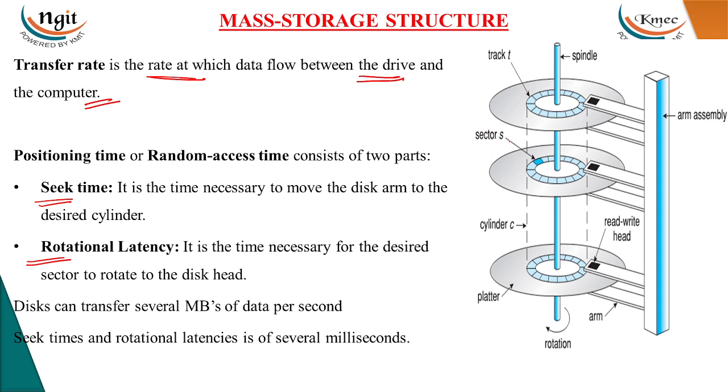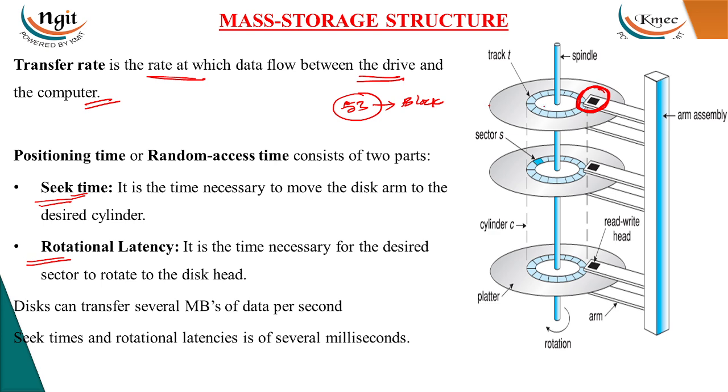Seek time is the amount of time the read write head takes to move to access a block of information. That means if you need cylinder number 53, in that cylinder there is some particular block you need to access. The amount of time the read write head takes to reach that particular block inside a cylinder is called seek time.